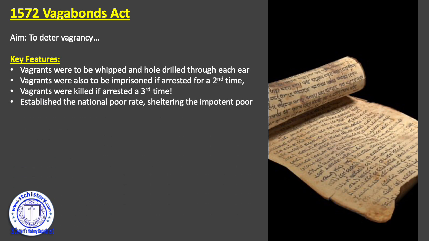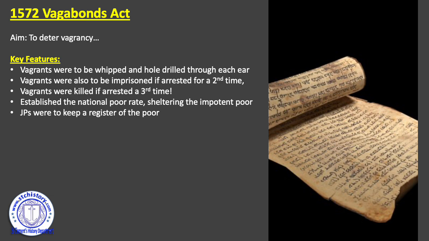Okay. Also establishes the national poor rate, which is helping to shelter the impotent poor. Again, although it's really harsh on the vagabonds, it's also saying that there is going to be a national poor rate to help those who are deserving, the deserving poor. This is good. It's the beginning, isn't it, of a welfare state, probably.